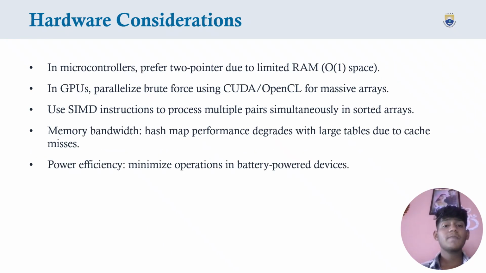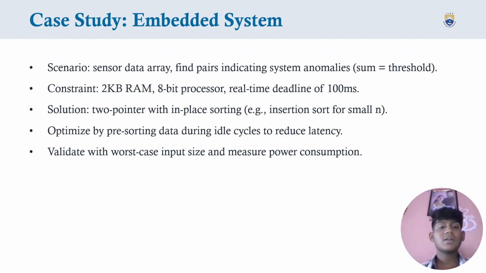Hardware considerations. In microcontrollers, prefer two pointer due to limited RAM. In GPUs, parallelize brute force using CUDA or OpenCL for massive arrays. Memory bandwidth: hash map performance degrades on large tables due to cache misses. Power efficiency: minimize operations in battery powered devices.